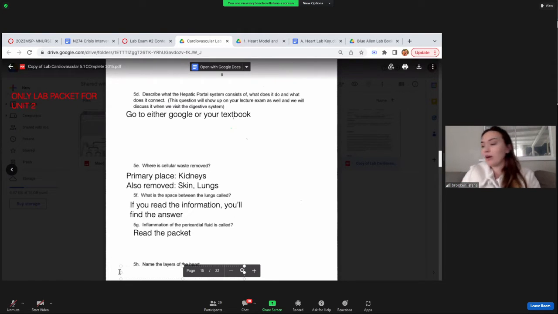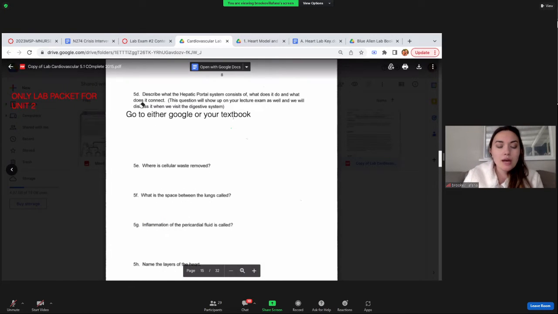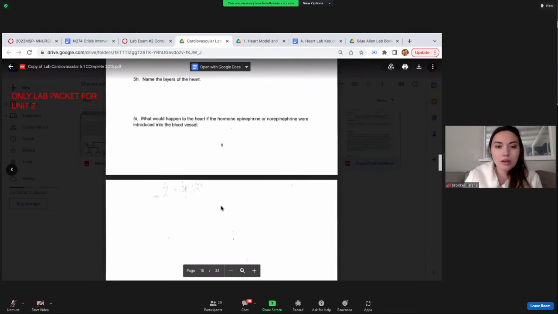And the same for 5H, name the layers of the heart. I know you can't really see heart, but that's what it says, layers of the heart. Same thing, you can just read the packet and you'll find those answers right here in the packet, okay? So we'll go down a little bit and cover the other questions here.